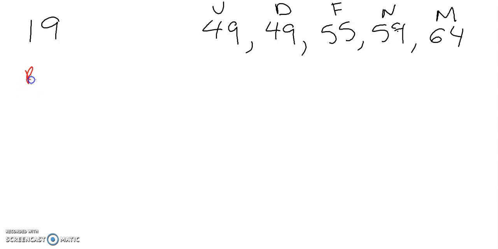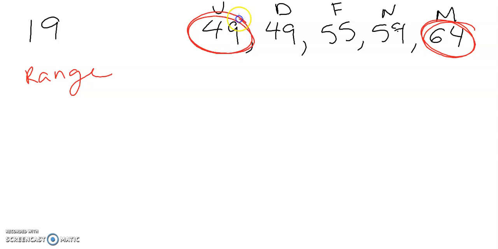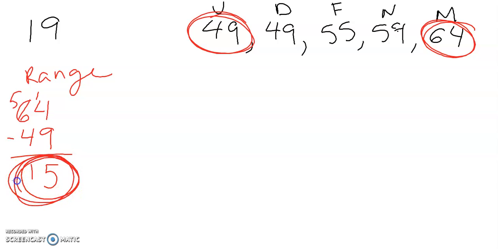So the range is the largest minus the smallest. That is going to be 64 minus 49. It's the total change in numbers across the data set. So 64 minus 49, we're going to borrow. 14 minus 9 is going to be 5. 5 minus 4 is 1. So the range is going to be 15. That is the answer for part A.